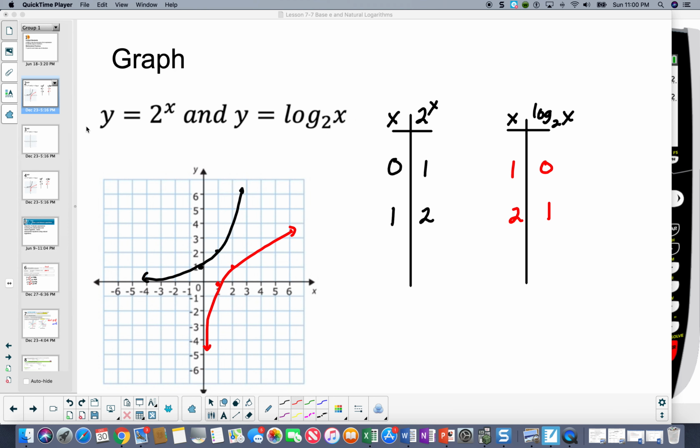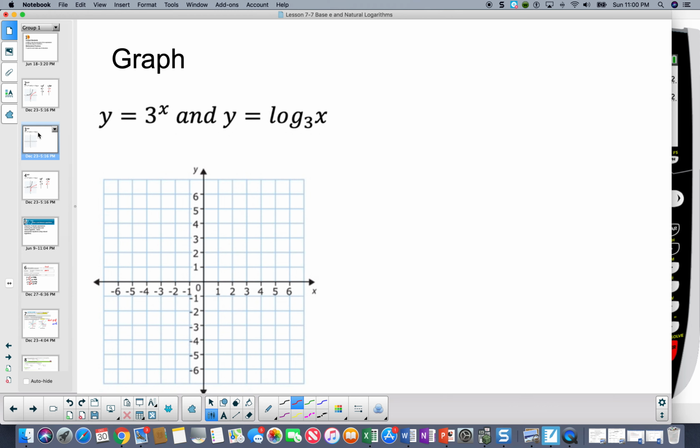Warm-up for lesson 7-7. Let's review the exponential graph and the inverse. The points that I'm using are (0, 1) and (1, 2), and I go ahead and graph it. This is my exponential function. I can reverse the coordinates and I will get my inverse, which is log base 2 of x.